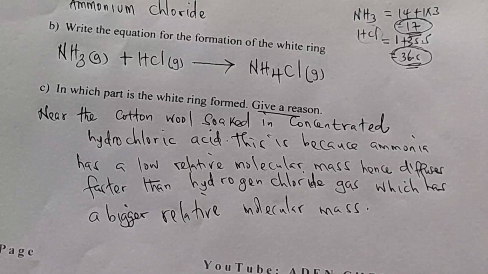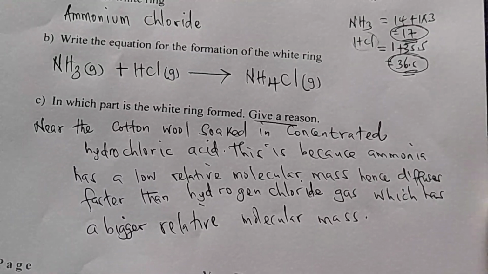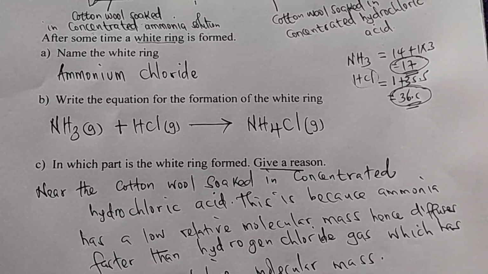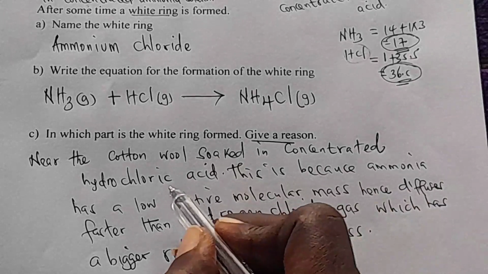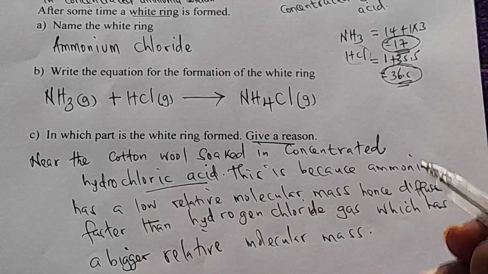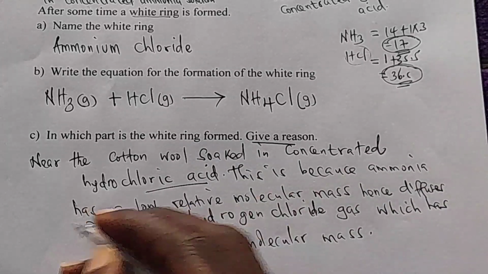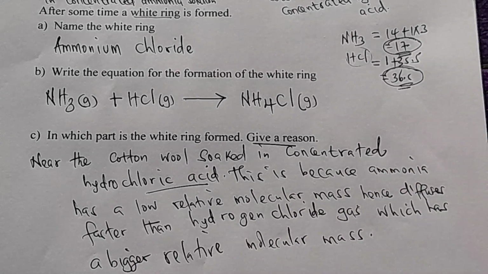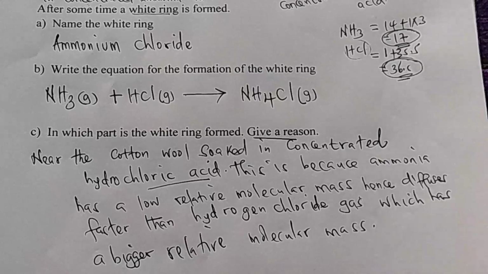So that is your answer. We are told, in which part is the white ring formed? So we have said near the cotton wool soaked in concentrated hydrochloric acid. Reason: this is because ammonia gas has a low relative molecular mass, hence diffuses faster than hydrogen chloride gas, which has a bigger relative molecular mass.